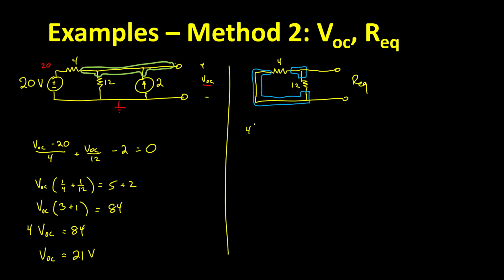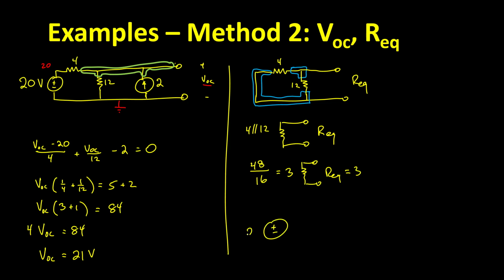And that gives us 4 in parallel with 12. We can figure that out through a variety of methods, the one that I gave last time, or you could say it's equal to product over sum. So product over sum says it's equal to 48 over sum 16, and that's equal to 3 ohms. And now that we know that REQ is equal to 3, we can redraw our circuit with our VOC in series with our REQ.